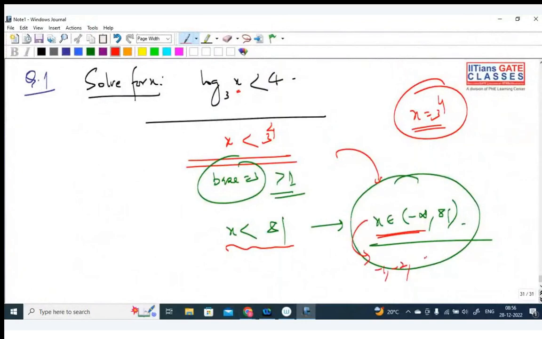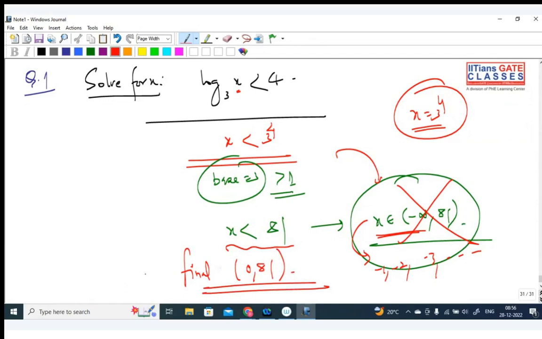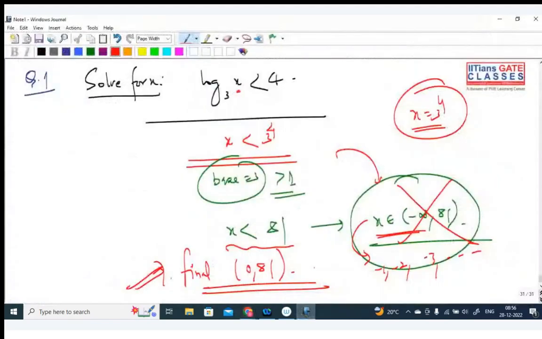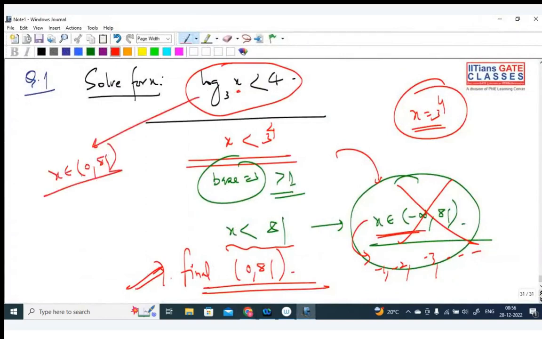What is the answer here? The final answer is 0 and 81. Don't put minus infinity to 81, though in the options it will be present. So never take that. The answer will be x belongs to 0 and 81, where 0 is not included and 81 is not included. Please note this down, because we know that log always has a positive domain.